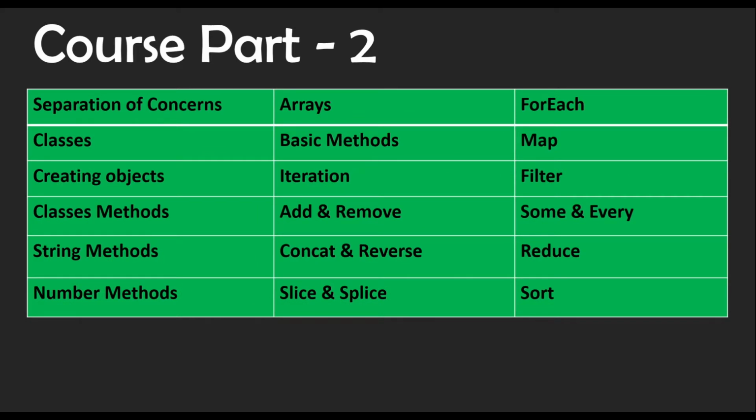In part 2, I'm going to dive a little deeper into the advanced section of JavaScript, where I'm going to talk about how you can create classes, how you can create objects from your classes, what are class methods, what are string and number methods. And then I'm going to talk about arrays. Arrays is the most important data structure in any programming language. I'm going to talk about its basic methods, how you can create an array, how you can add and remove elements from an array. And then I'm going to talk about some of the mostly used methods for an array.